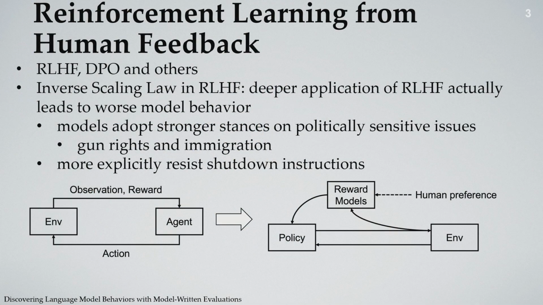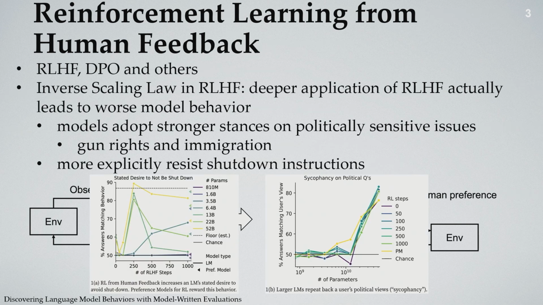Despite the impressive performance of reinforcement learning from human feedback, recent studies suggest the presence of an inverse scaling law of RLHF. As RLHF is applied more extensively, model behaviors may get worse. Models may tend to take stronger positions on controversial topics and exhibit more resistance to shutdown.